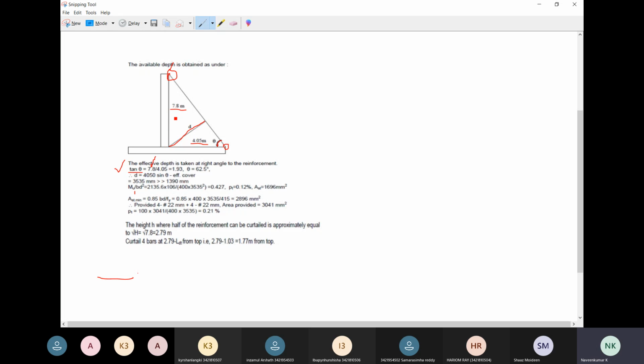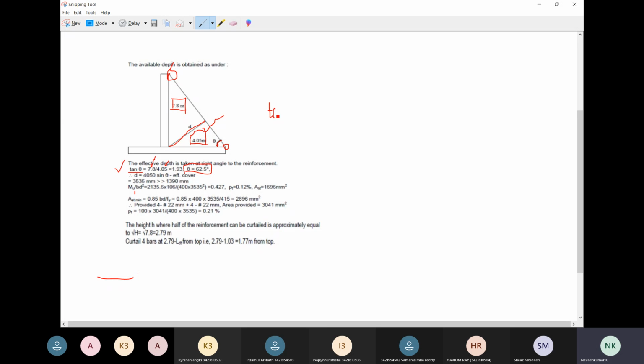In the right angle triangle, this is the opposite side. The opposite side dimension is 7.8, divided by the adjacent side dimension, which is 4.05. So 7.8 divided by 4.05 gives 1.93, which is tan theta. With this you calculate the angle of the counterfort, the angle at which the counterfort is to be provided.